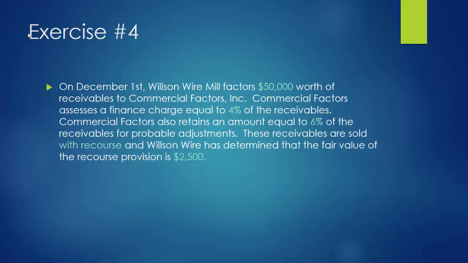These receivables, maybe they collect all of them, but most likely there's bad debt involved in here. They're buying receivables, and a portion of those the people are never going to pay. The factor knows this, so they're going to make the company that sells it, Wilson Wire, put some money on deposit in case there is bad debt involved within this transaction. And that is also based on a percentage of the receivables. So Commercial Factors is going to retain 6% of these receivables for probable adjustments.